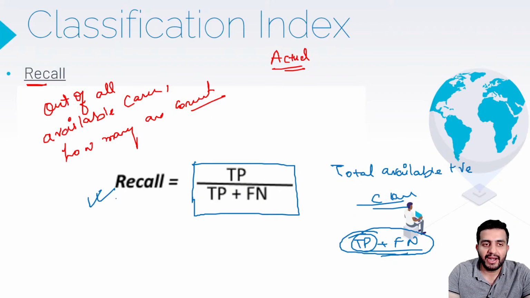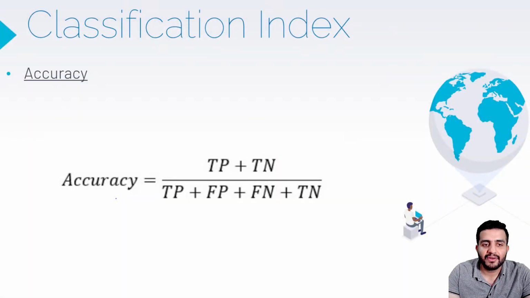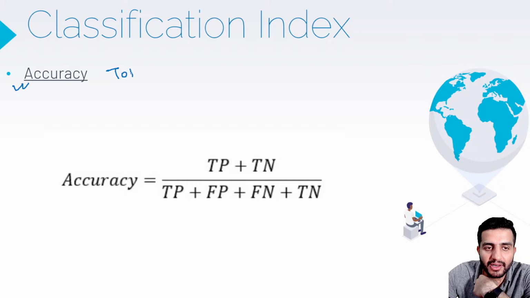Cool. So moving ahead, the next is what we call my accuracy. Accuracy, in simple terms, we say, is total true predictions out of all predictions.